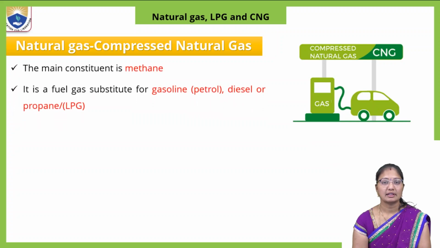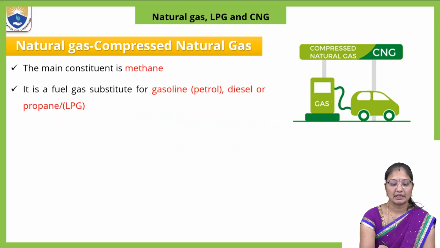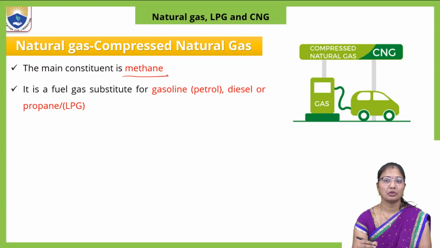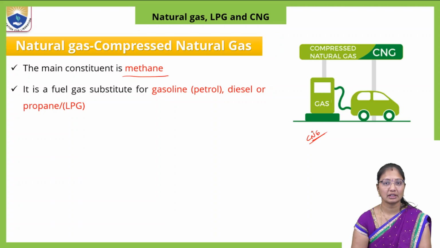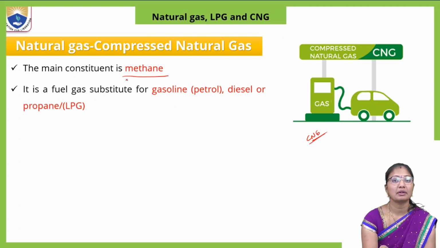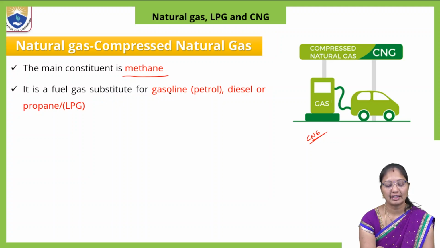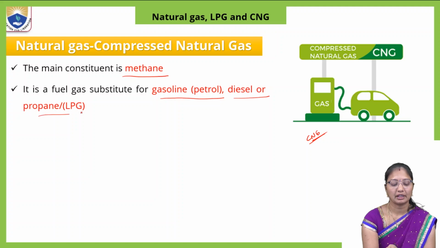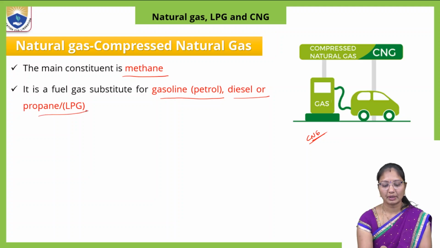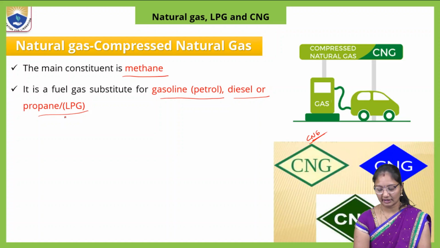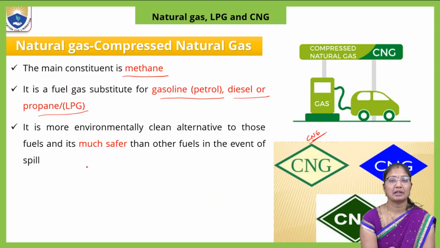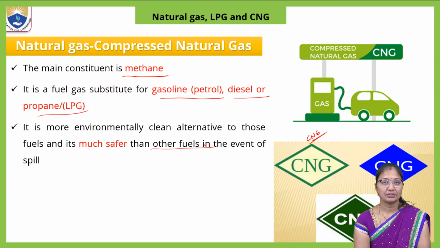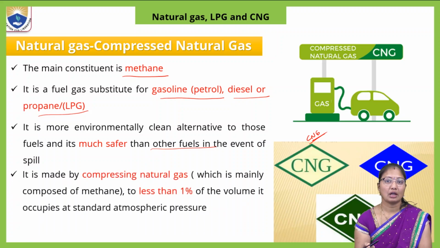Now the compressed natural gas, CNG. The main constituent is methane. We have heard about CNG vehicles, compressed natural gas vehicles, which run on this gas, whose main constituent is methane. It is a fuel substitute for gasoline like petrol, diesel, or propane like LPG. So CNG is used by replacing petrol, diesel and propane. It is a cleaner, more environmental alternative to those fuels and much safer than other fuels in the event of a spill. It won't give harmful gas emissions.